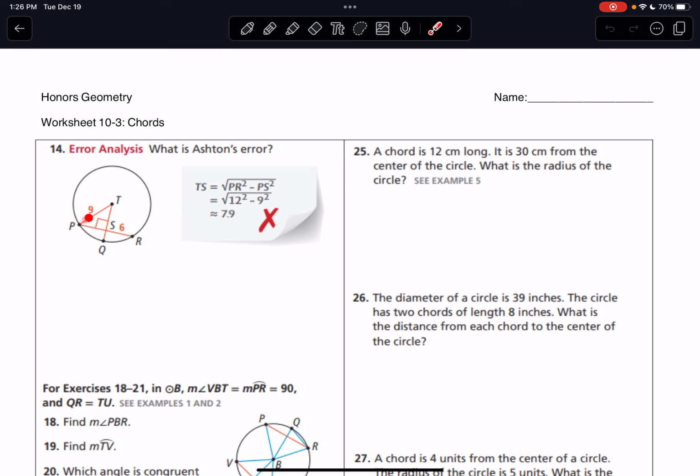He needs to use PT squared minus PS squared, hypotenuse minus the other leg. So he needs to do TS equals the square root of PT squared minus PS squared, which is the square root of 9 squared minus 6 squared, which is the square root of 81 minus 36, square root of 45. So TS equals 6.7 instead of 7.9. He needs to use different values there.